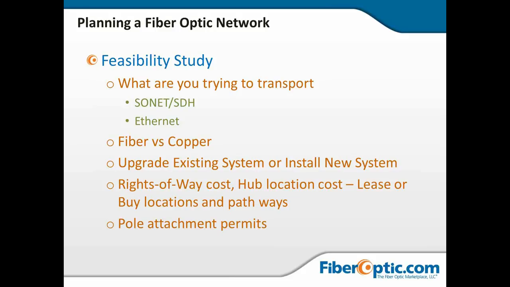If we decide we're going to add new plant, what are going to be the rights of way costs, hub location costs? Are we going to lease or buy these locations? Do we have existing pathways, or are we going to build new pathways, or are we going to lease them? All of these questions need to be answered. And then if we look at aerial plant, we're going to be looking at pole attachment permits, make ready, and everything that goes into hanging new plant in the aerial environment.